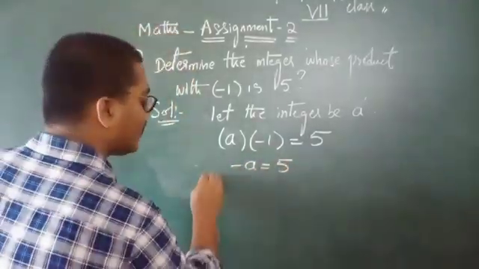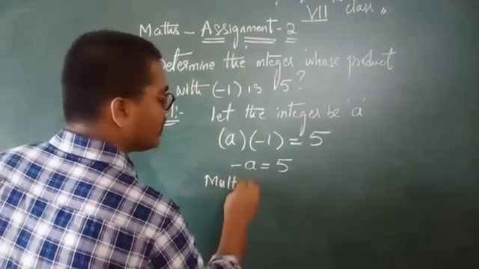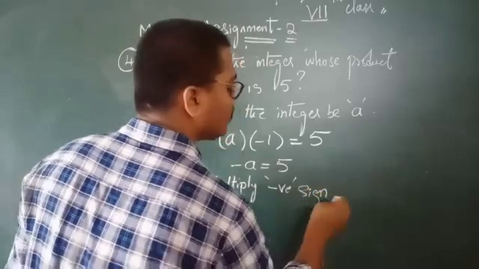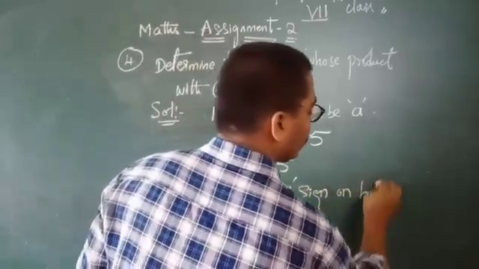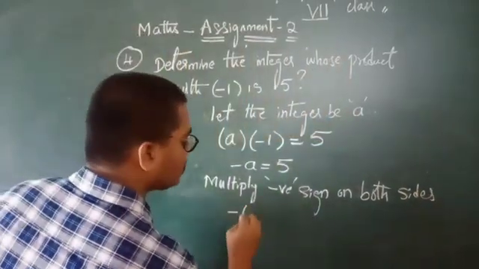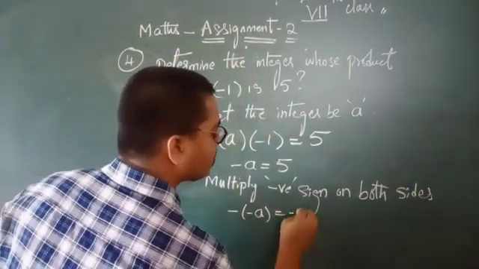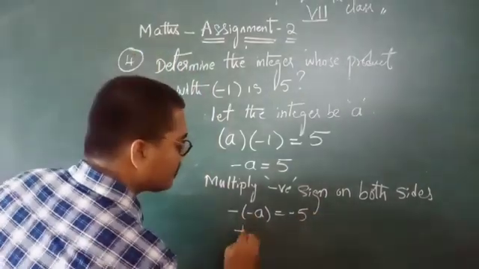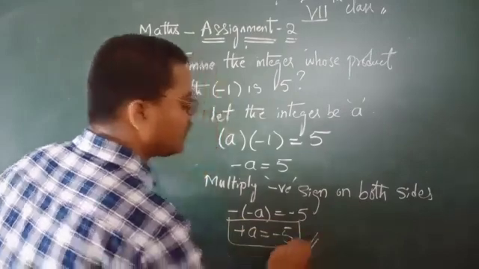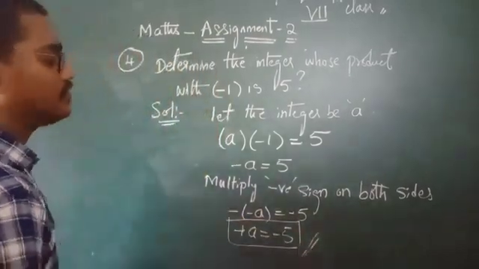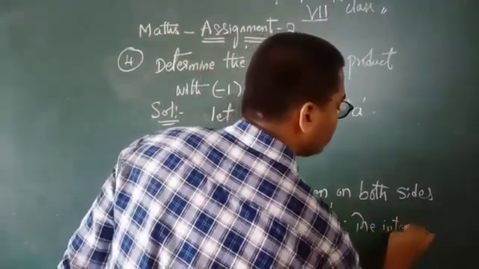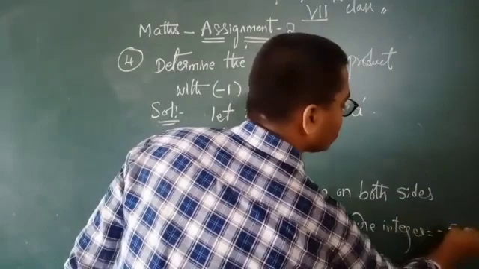Now you need to multiply the negative sign on both sides. When you multiply a negative sign on both sides, minus of minus a is equal to minus 5. Minus into minus is nothing but plus. So plus a is equal to minus 5. Therefore, we got the resultant answer a is equal to minus 5. Therefore, the unknown integer is equal to minus 5.